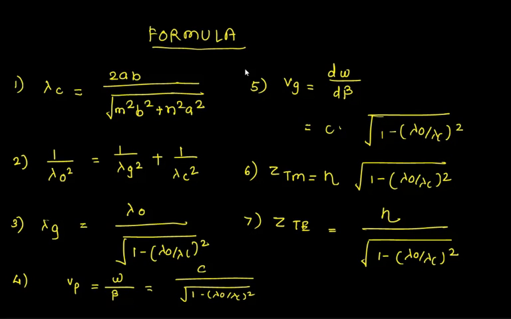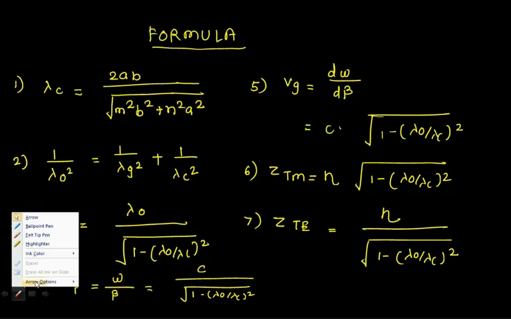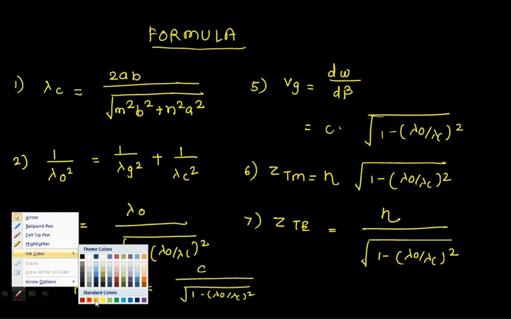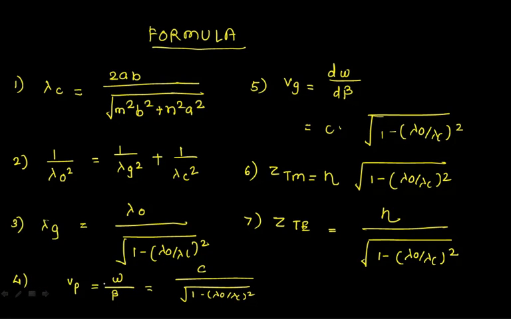So the first thing which I can see here in the formula is nothing but the formula for cutoff wavelength. We have seen the three types of the wavelength. Lambda zero is nothing but the free space wavelength. Lambda c is nothing but the cutoff wavelength, and lambda g is nothing but the guide wavelength. So let us revise what we have seen up till now.